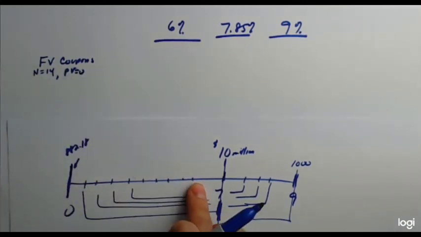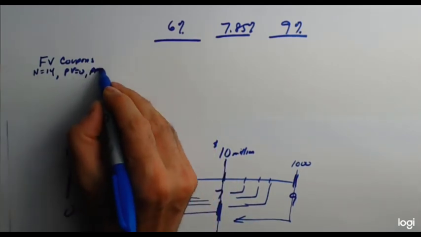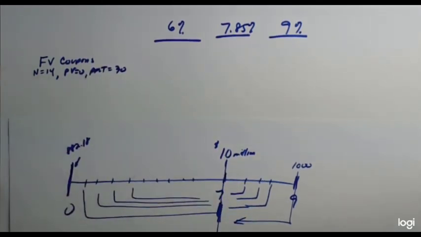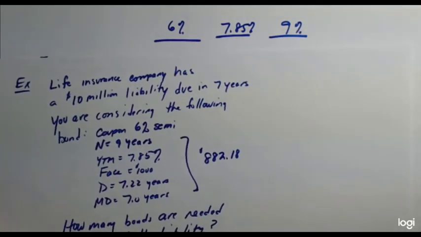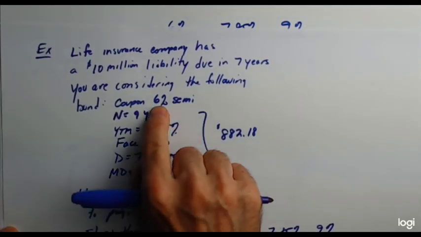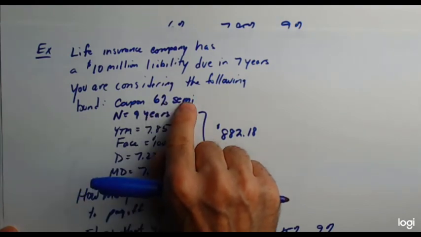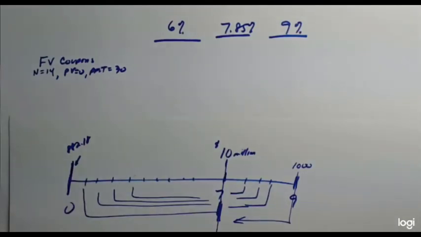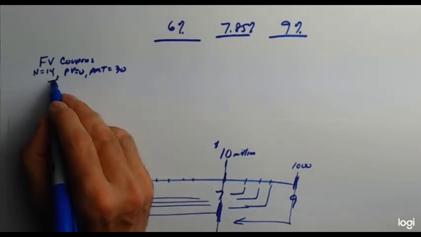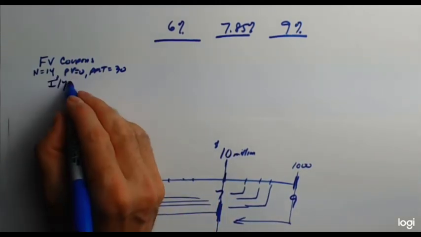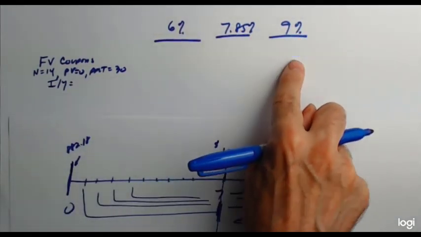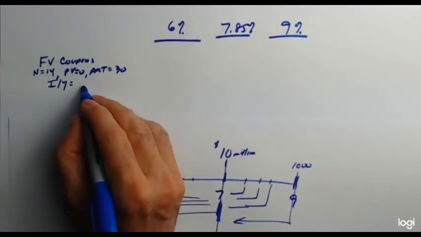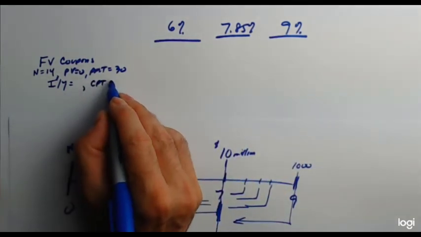The payment will be $30 because we're looking at a coupon of 6%, chopped in half because it's semi-annual. It's going to be a $30 coupon every 6 months, and we're going to put I/Y, and I/Y will equal 6%, or it'll equal 7.85%, or 9%, depending on the scenario. And then we're going to compute future value.